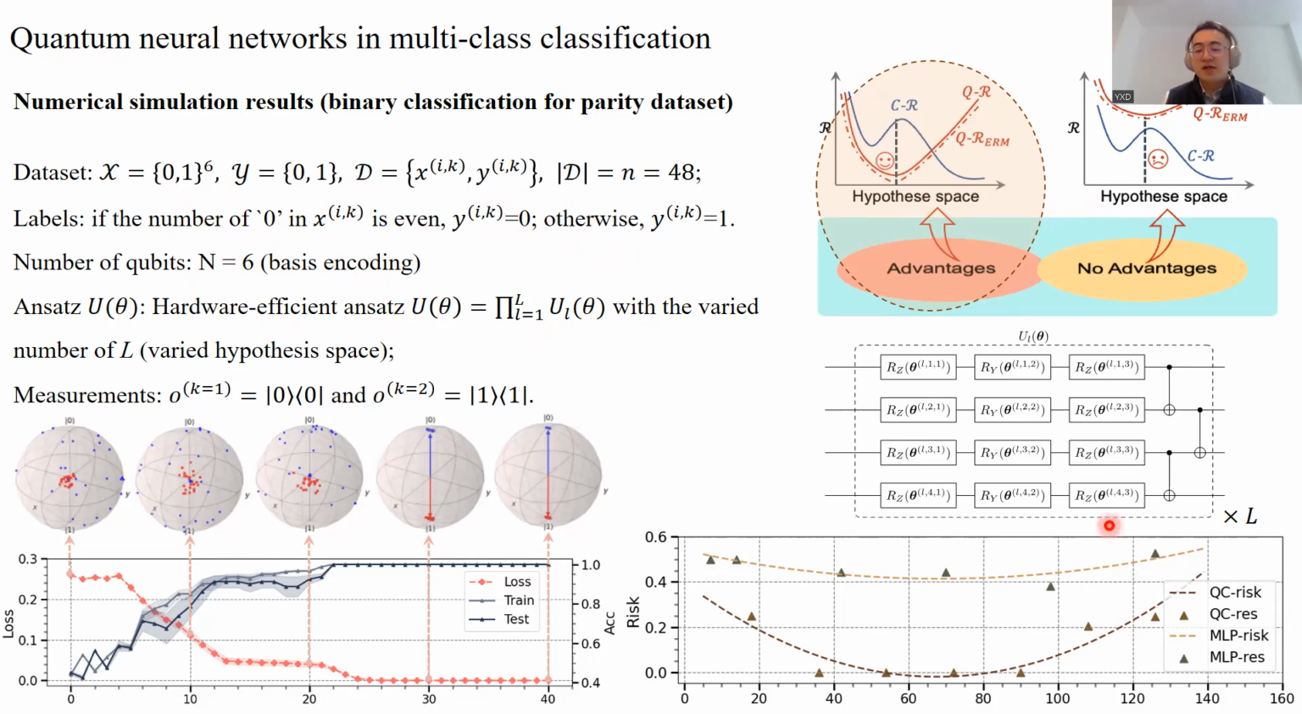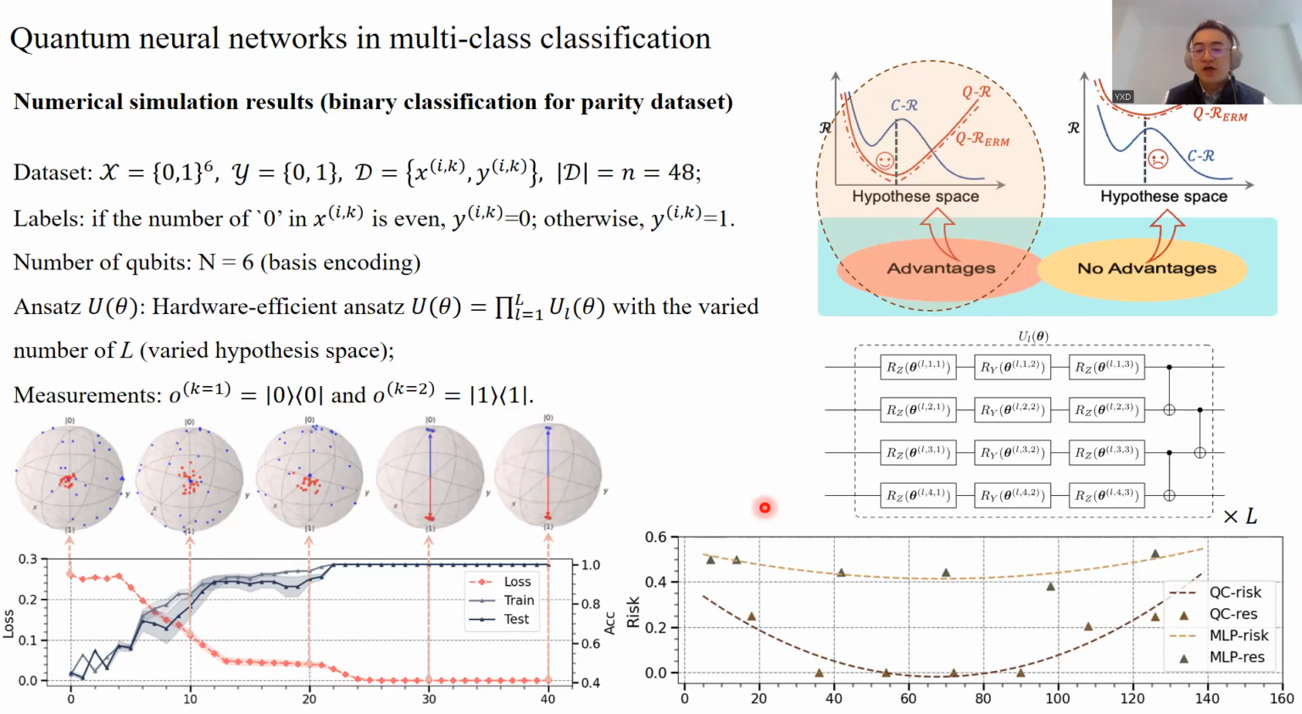And we adopt the ansatz as a hardware efficient ansatz, and the number of layers controls the hypothesis space, and the measurement is predefined. We predefine two measurement operators, the 0 basis and the 1 basis, and as neural collapse happens, we can say all feature states concentrate to their class mean, and also concentrate to their measurement operator.